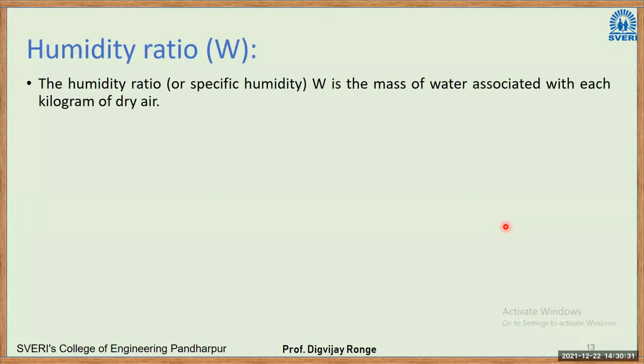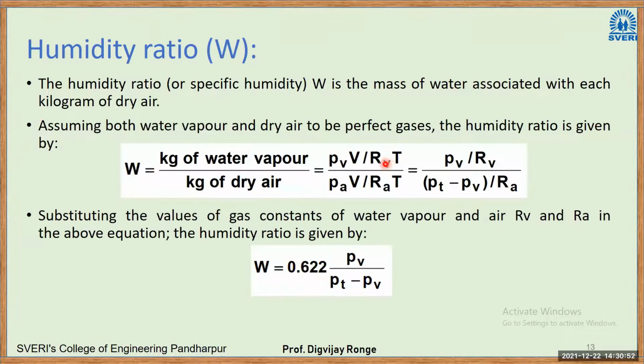Next, we have seen humidity ratio. Humidity ratio is the ratio of the mass of water associated with each kilogram of dry air. That means if we take a sample of atmospheric air, it will contain water vapor and dry air. If we take the ratio of the mass of water vapor to the mass of dry air, that will be the humidity ratio. The formula is 0.622 into PV, the partial pressure of water vapor, divided by PT minus PV, where PT is the barometric or atmospheric pressure.